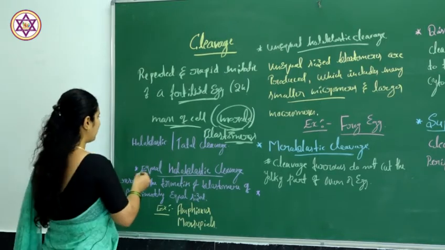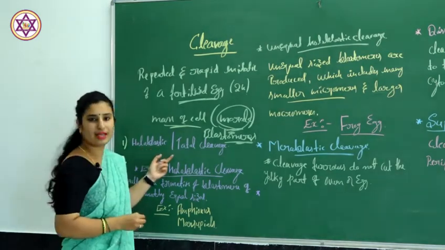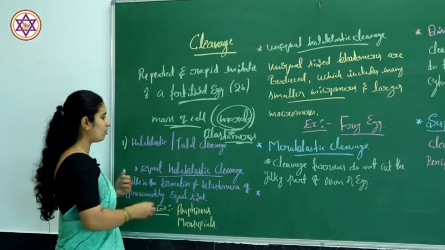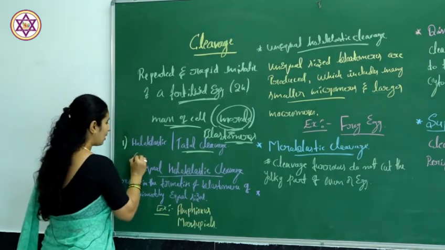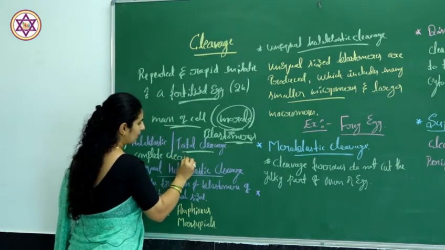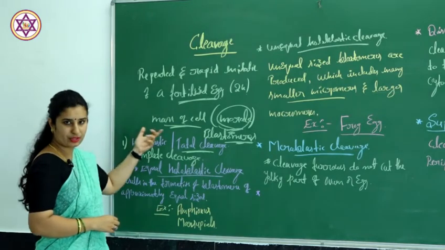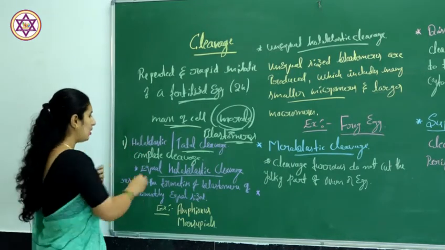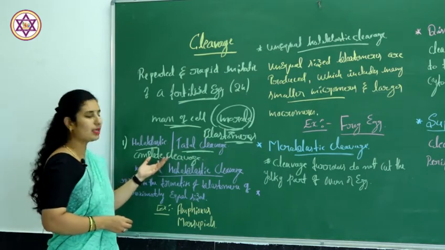Coming to the types of cleavage, we have two types, in which the first one is holoblastic cleavage. Holoblastic cleavage is also called total cleavage, or we can also call it complete cleavage.